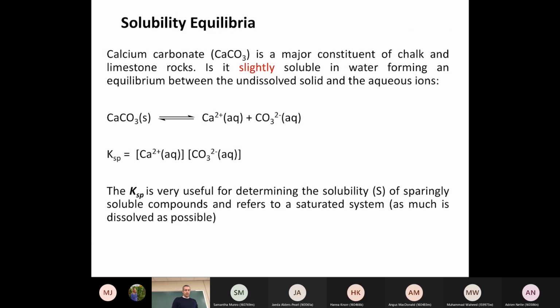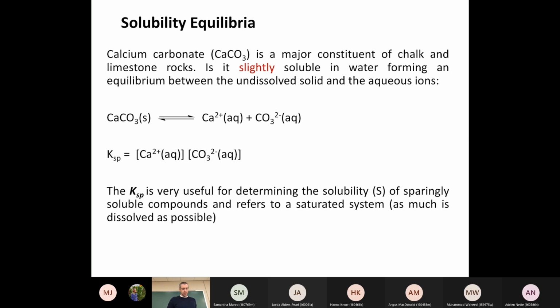All right, so let's look at an example. We're going to look at calcium carbonate. Calcium carbonate is what chalk is made out of, that you'd use on a chalkboard. Marble is also calcium carbonate. It's a major constituent of chalk and limestone rocks. It's slightly soluble in water when it forms the equilibrium that you see here. Calcium carbonate solid is in equilibrium with the constituent ions, calcium 2 plus, carbonate 2 minus.